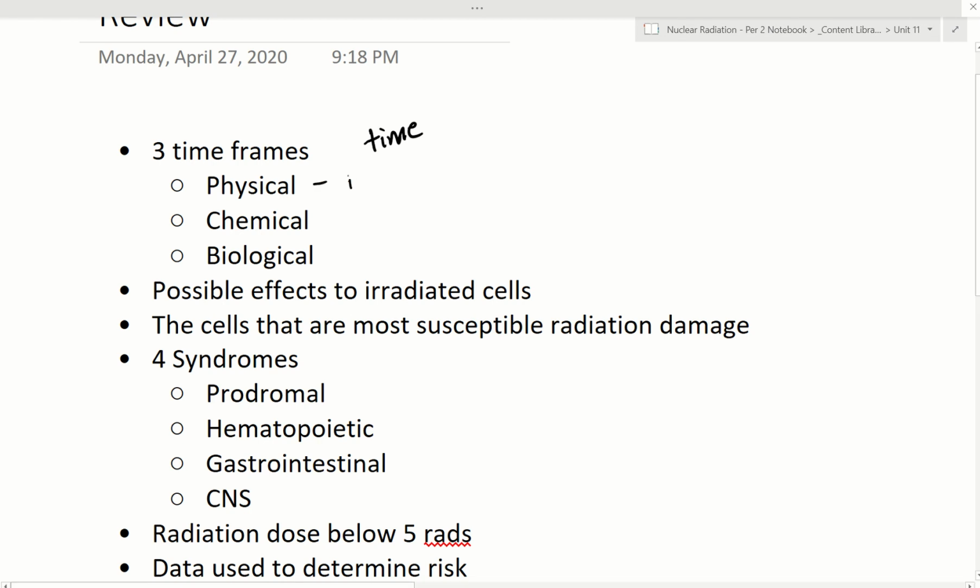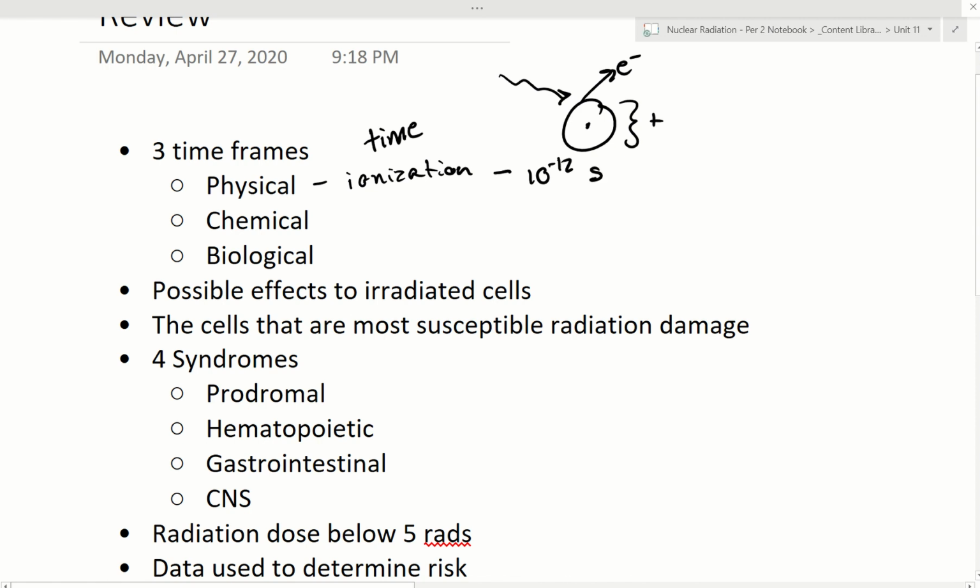So physical is the ionization. That's when the actual atom itself gets impacted by the radiation and an electron is removed. And so this guy right here becomes an ion. Okay, and so that happens really, really fast. So we know that that happens at 10 to the negative 12 seconds.